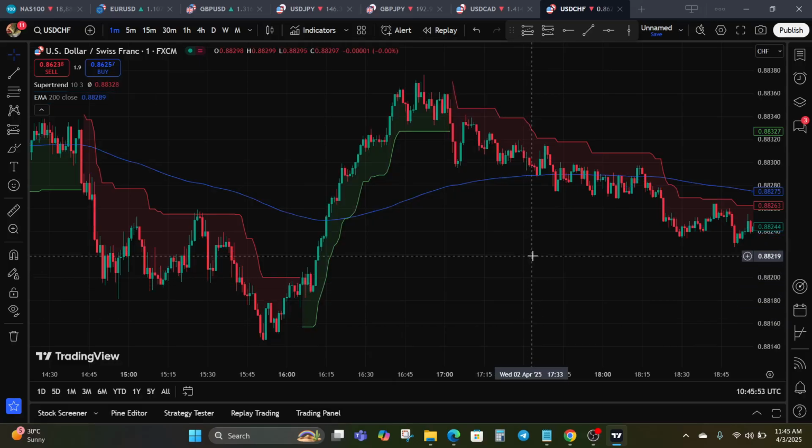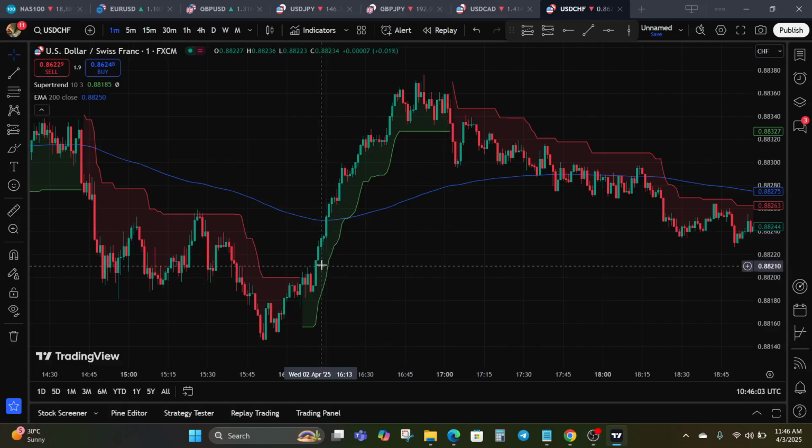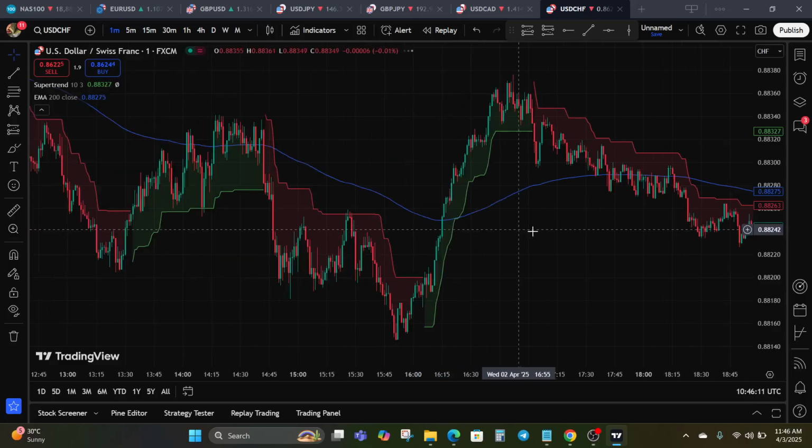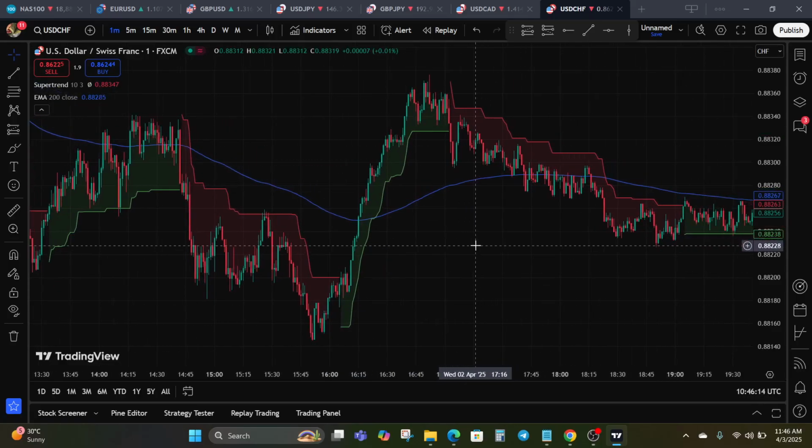Now let us understand how to make use of this indicator. For a buy trade, the price must be above the super trend line and the 200 EMA. The reason why you wait for the price to climb above the 200 EMA is to confirm the trend, for trend confirmation.